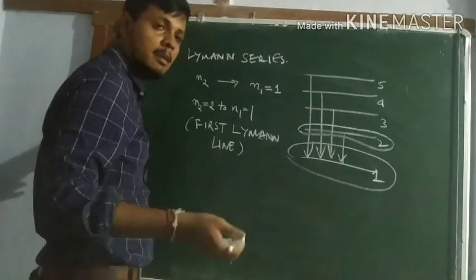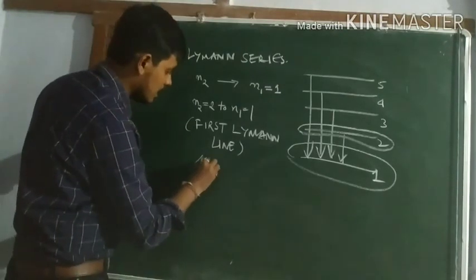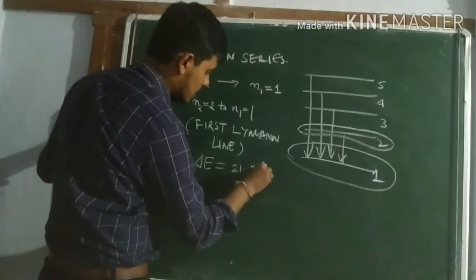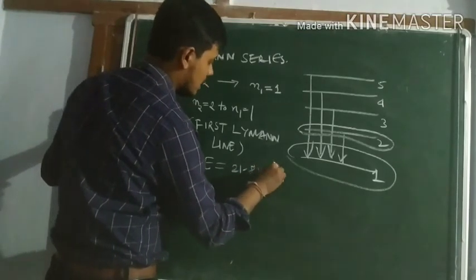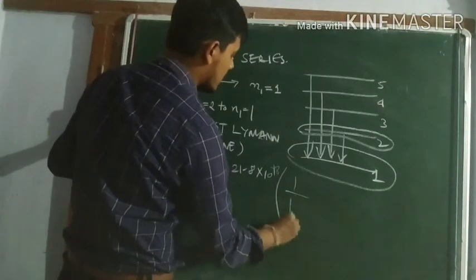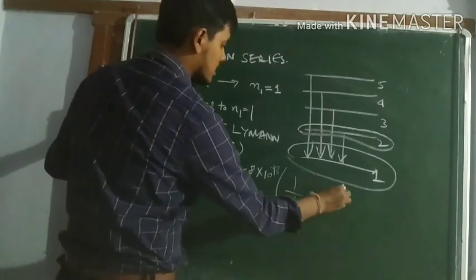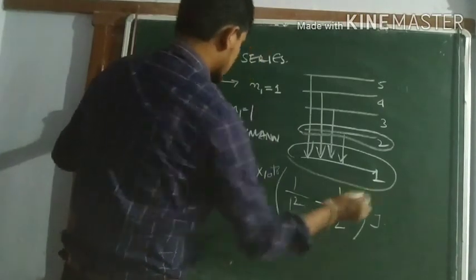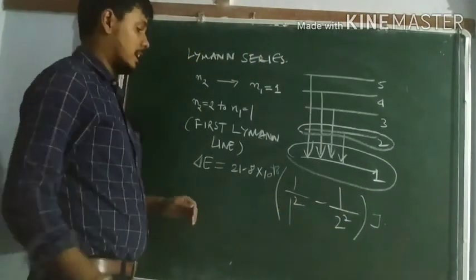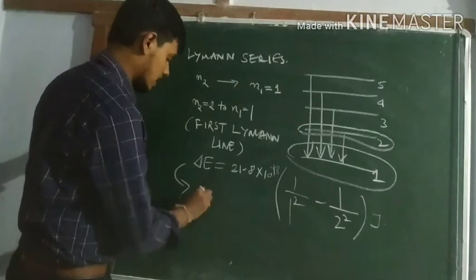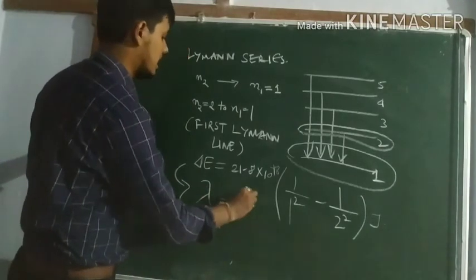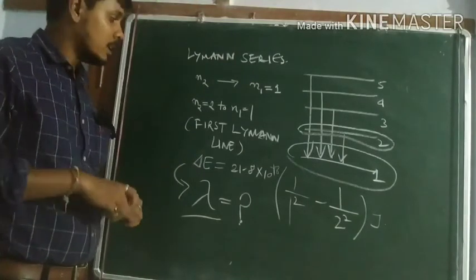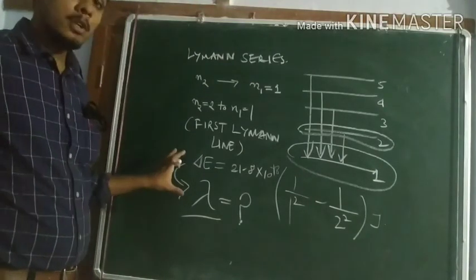The delta E for the first Lyman line will be 21.8 into 10 to the power minus 18 into 1 by n1 square, that is 1 square, minus 1 by n2 square, that is 2 square, joule. So this is the energy of the first Lyman line. What is the wavelength for the first Lyman line? You do it and send it as homework. Okay, so this is for the first Lyman line.